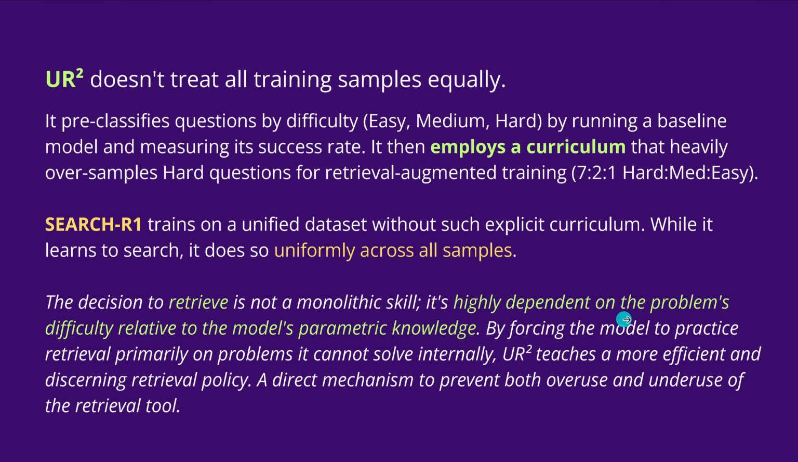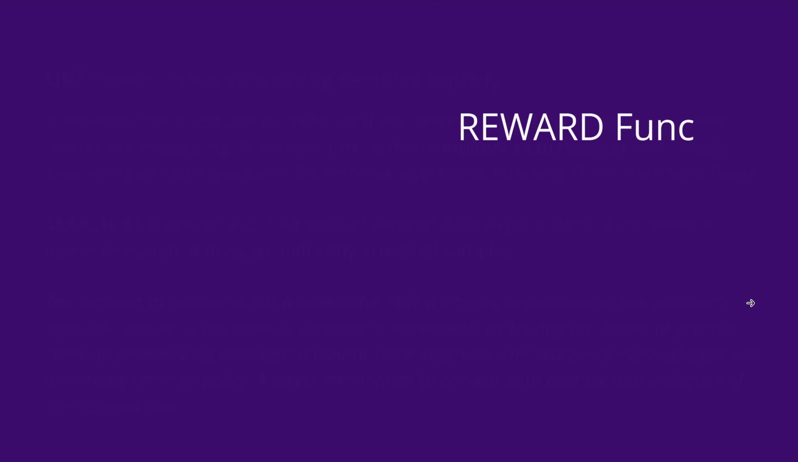Now, by forcing a specific LLM to practice retrieval primarily on problems that it cannot solve internally with its parametric knowledge or its internal reasoning, this new method teaches a much more efficient and, if you want, better retrieval policy. It hopefully prevents the overuse and the underuse of the retrieval tool and optimizes the cost and everything together. Now, really interesting is the reward function.